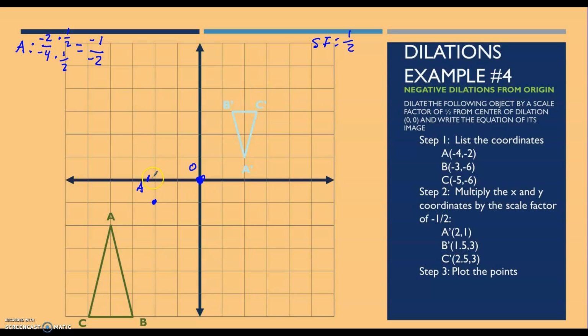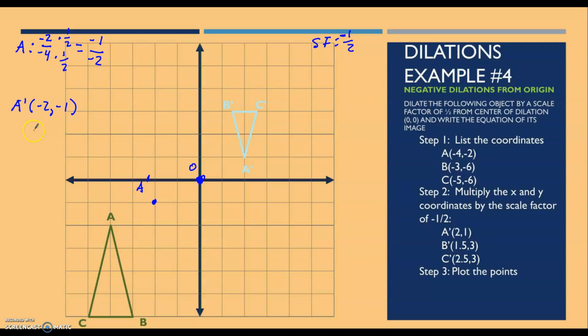A prime. Right. So here, if I'm multiplying by a negative number, what I want to do is take point A prime, which is going to be -2, -1. And the scale factor here is going to be -1/2. So this is a typo. It should be -1/2. So if my scale factor is -1/2, I already dilated point A by a scale factor of 1/2.